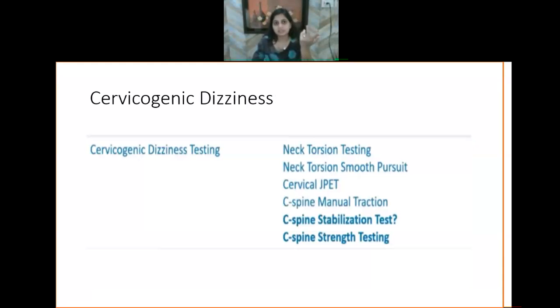After concussion, cervicogenic dizziness. Yes, we do have a role in cervicogenic dizziness. Many of you have attended my cervicogenic dizziness webinar also, and we do pretty common tests like the neck torsion test and the neck torsion smooth pursuit test, different tests to rule out that it's cervicogenic dizziness related to a vestibular origin, and we can do the treatment. We can do VRT in cervicogenic dizziness.